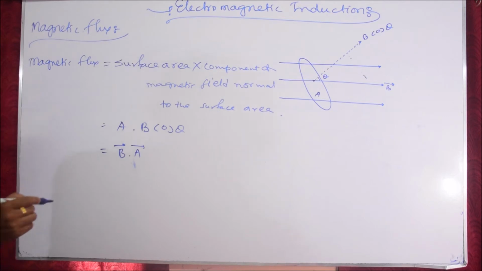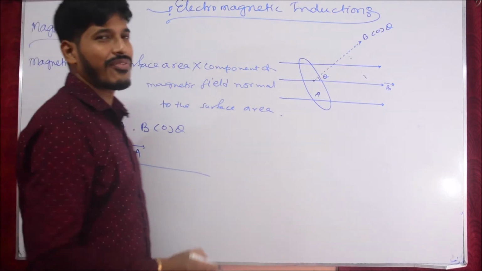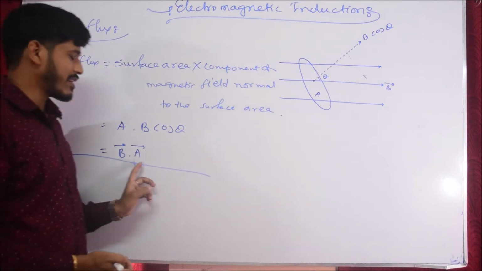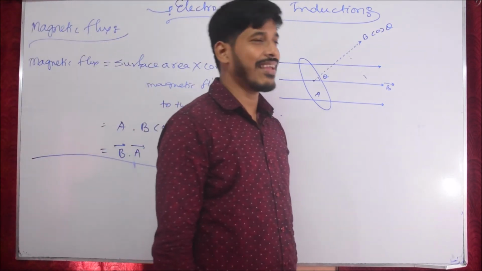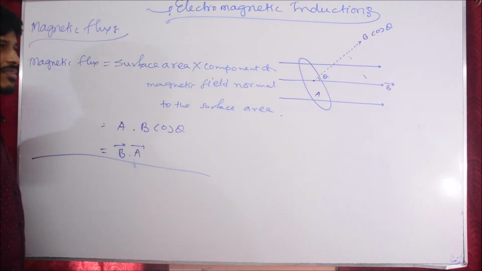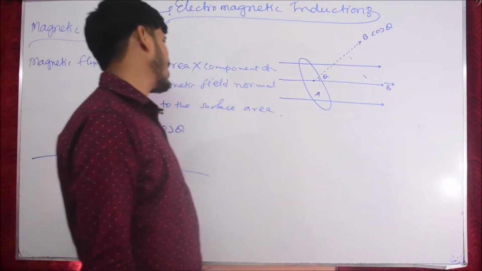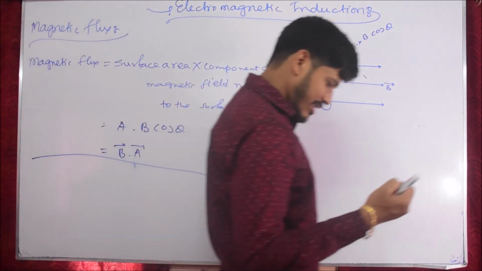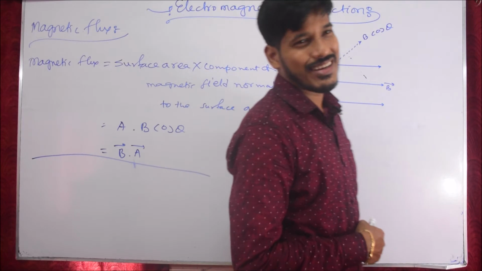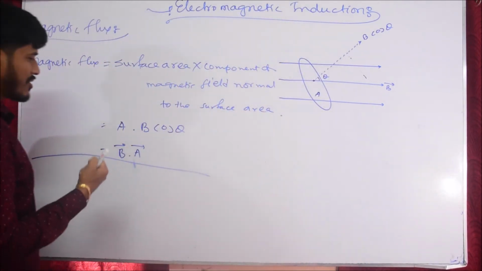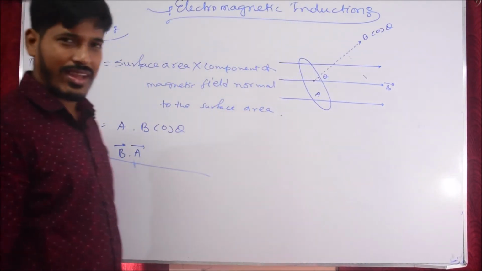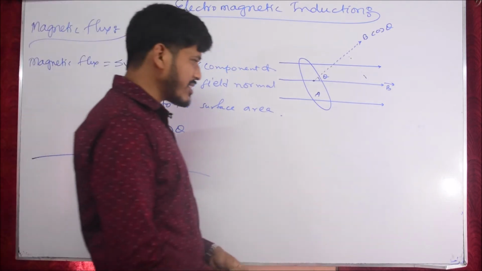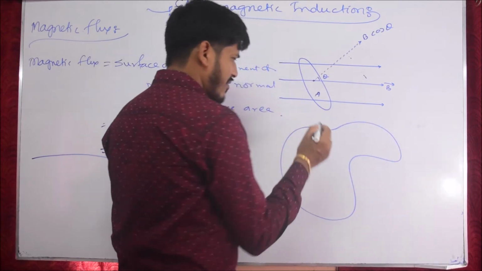So, magnetic flux is defined as the dot product of magnetic field vector and area vector. So, obviously, this magnetic flux is a scalar quantity and it is the dot product of magnetic field and area vector.